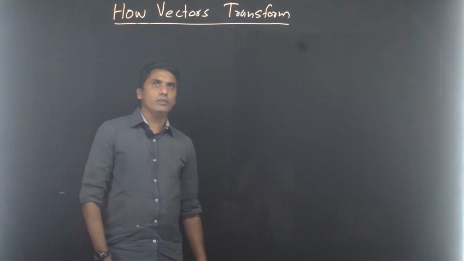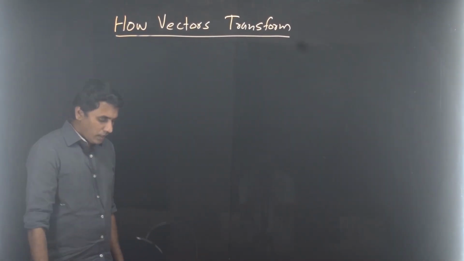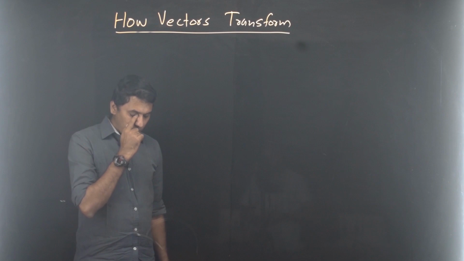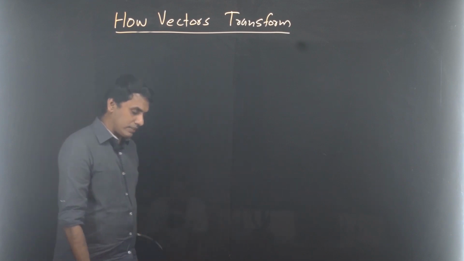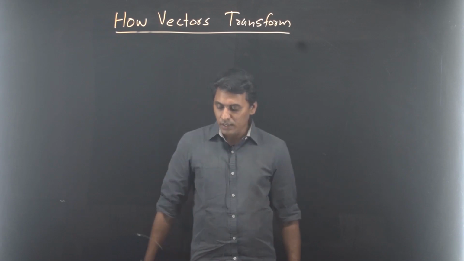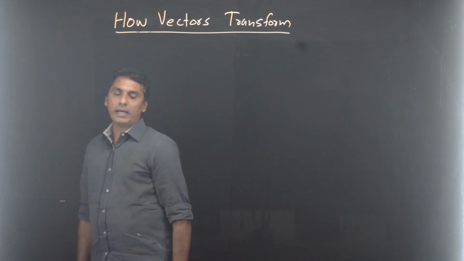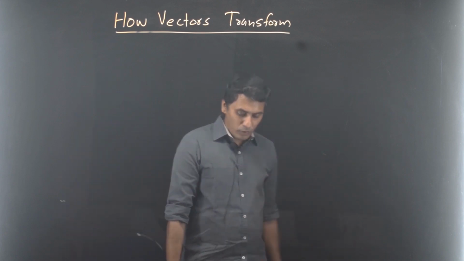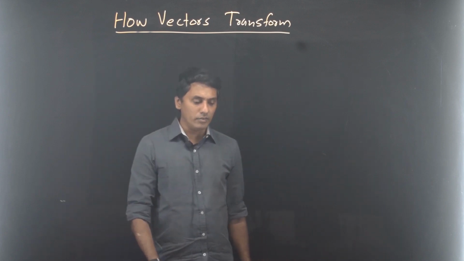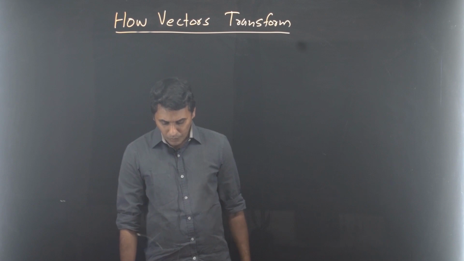Okay, in this class we are going to see how vectors transform. Let me ask the usual question: what is a vector? Immediately you may say that a vector is a quantity which has magnitude and direction. Then if we ask you what is direction, you may not be able to give a convincing answer.